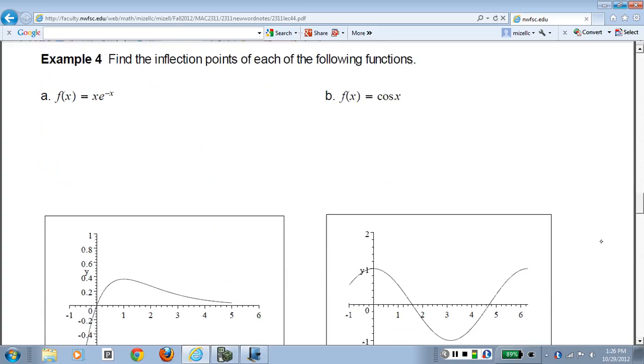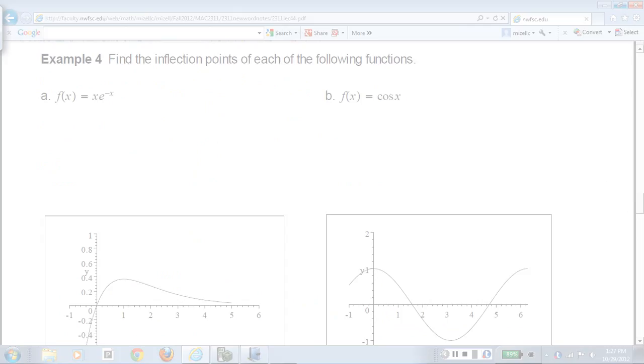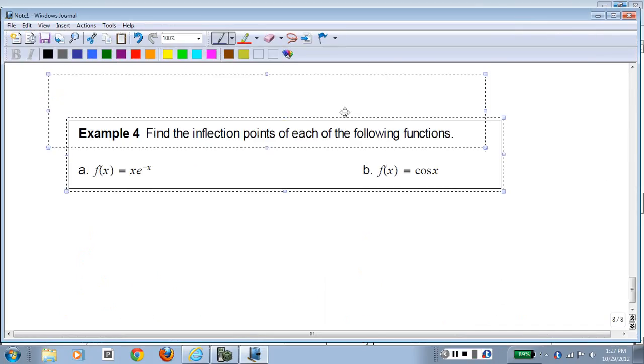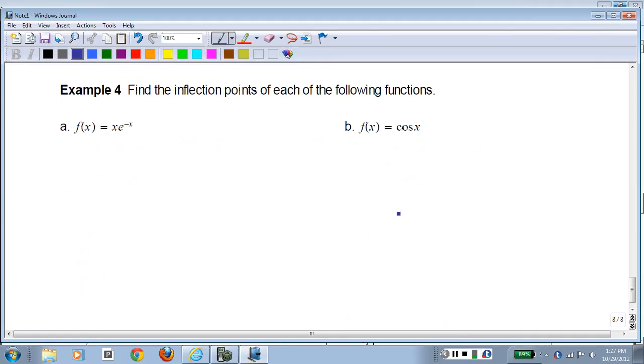Inflection points of x e to the negative x. Two derivatives, f prime of x equals, what rule do we use to take this derivative? Product rule. We have a product. So it's the first times the derivative of the second. And technically we're using chain rule to find the derivative of e to the negative x.